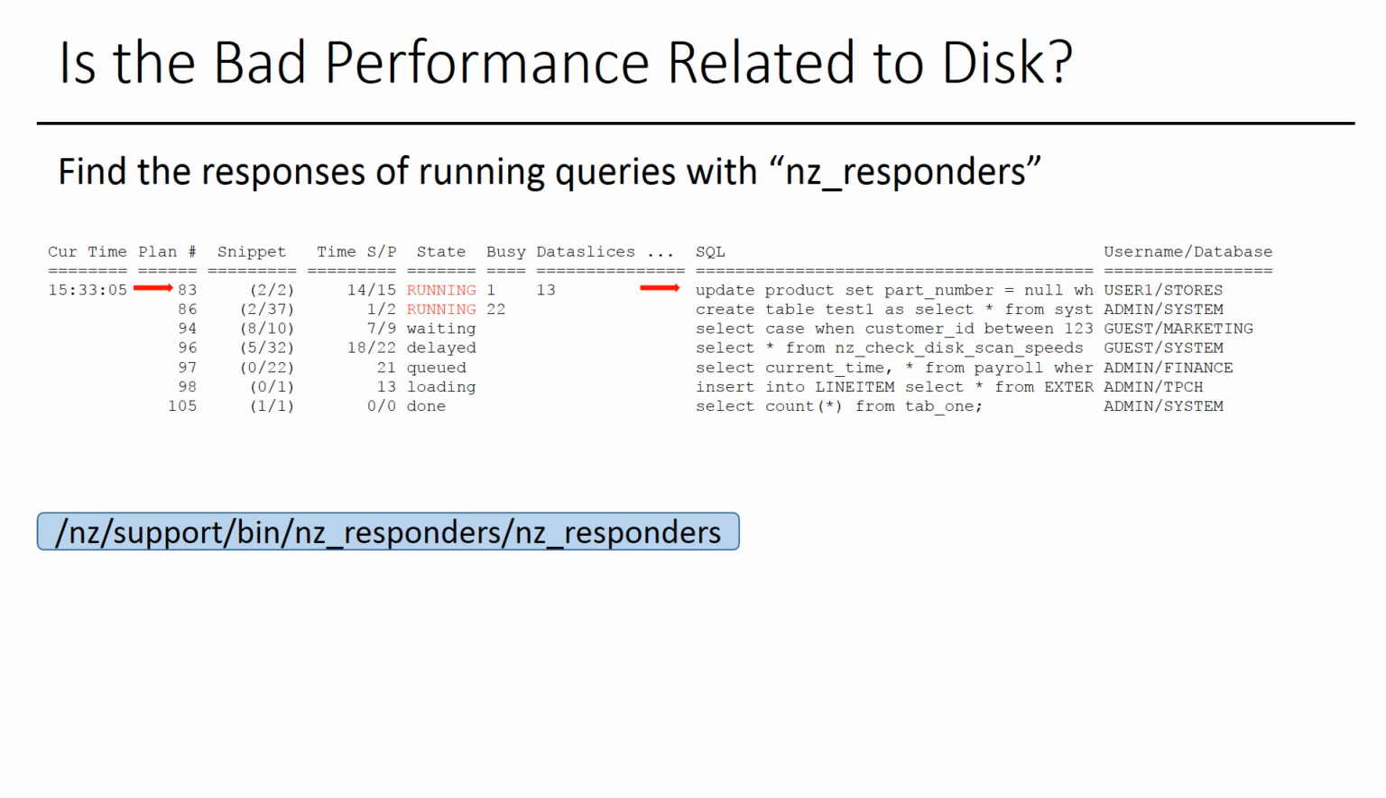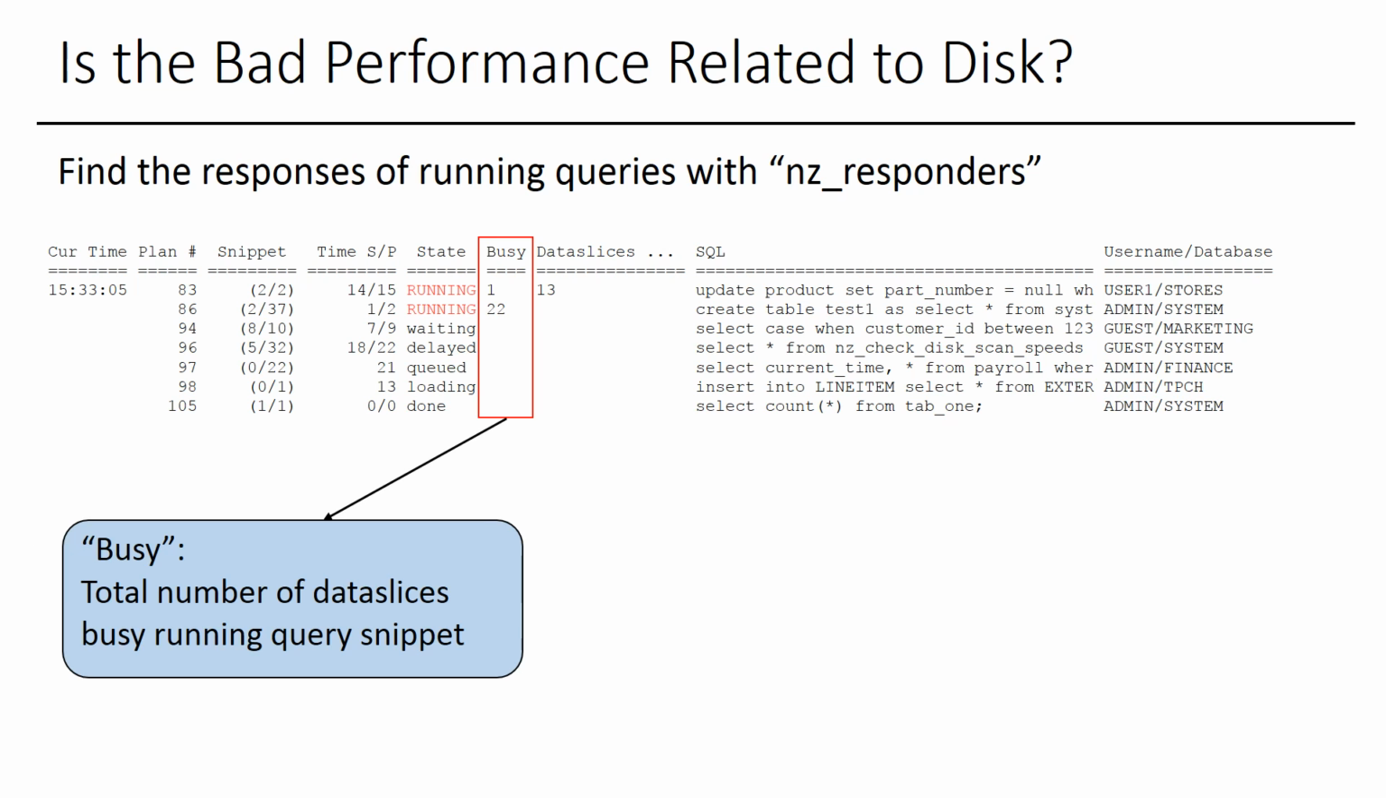Here is an excerpt of nzresponders output. In this example, the update statement is running for an unusual period. The plan ID 83 is associated with the update statement. A few important things you need to consider here. The busy column shows the number of data slices that are busy running the query snippet. If the busy column shows the same as the total number of data slices in the system, it indicates things are running normally because query snippets are running across all the data slices.